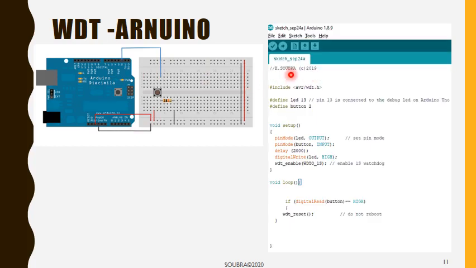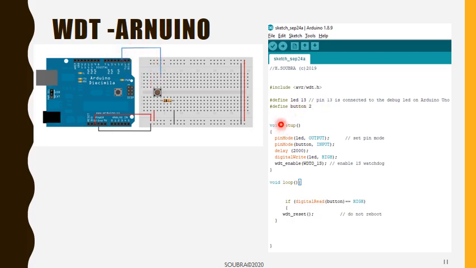Alright, so in order to be able to use the watchdog library, I need to have the header. It belongs to the AVR family, and especially the watchdog timer header. I'm defining first LED 13 because I want to use the onboard LED that is physically connected to pin number 13. And the button, which is the one I'm connecting the push button to, is pin number 2.